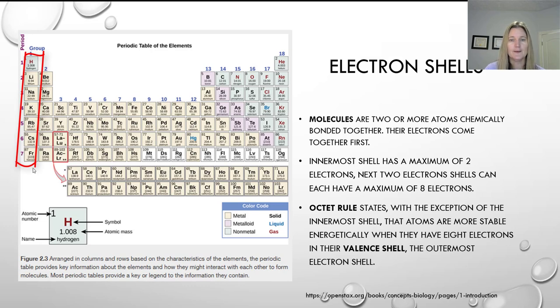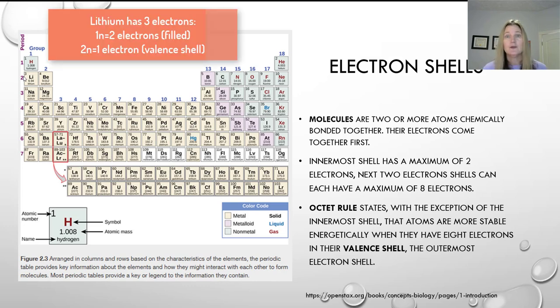So group number 1, if I were to draw out their electron orbitals, or basically their shells, I would see that they always end up with one extra electron in their outermost shell. So for example, lithium has 3 protons. So if it's neutral, it would also have 3 electrons. So the first 2 electrons will fill the innermost shell. And then we have this third electron that's in the second shell.